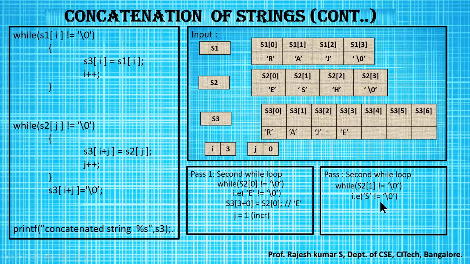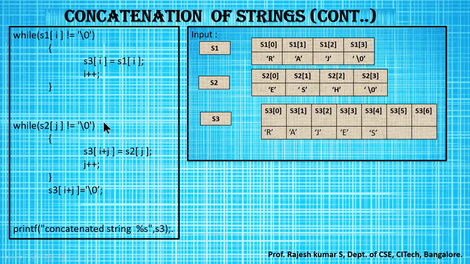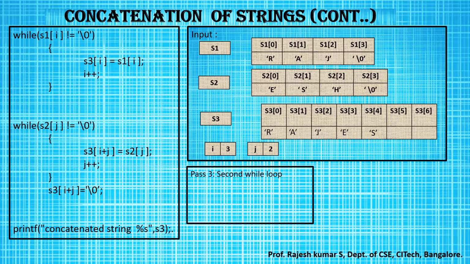So S is not equal to null, yes. In that case, I'll enter inside this. S2 of j, that is S2 of 1, right? So S will be stored at this location. What is this location? We know the i value is 3, plus the previous j value is 1. 3 plus 1 is 4. So in the location S3 of 4, I should store S. You can observe here, I've stored S. Again, I increment the j value. j will become 2.